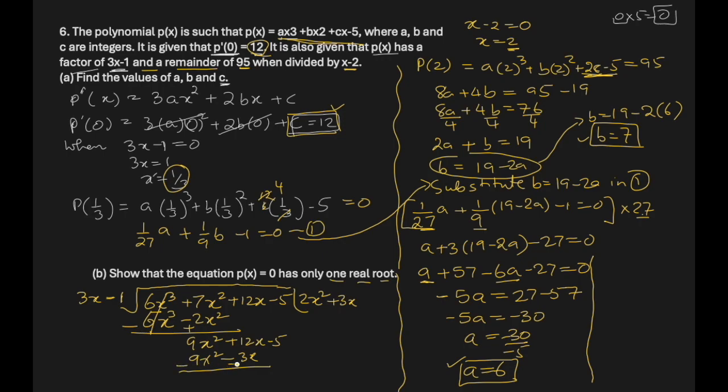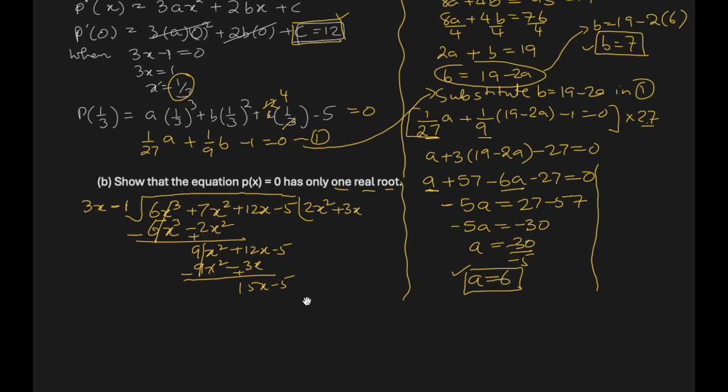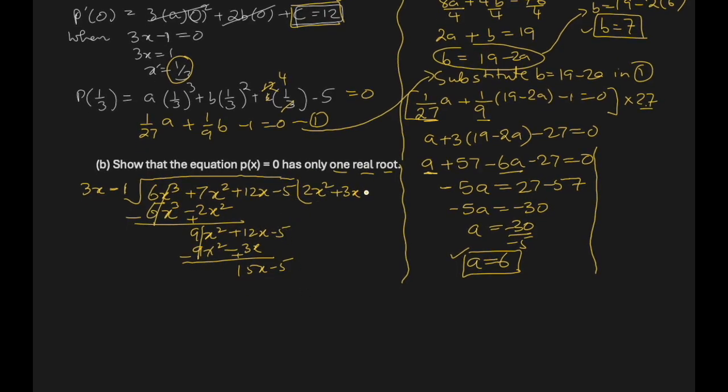This becomes negative, this becomes positive, this cancels, this becomes 15x minus 5. Okay, and we can see that if I multiply by 5, 3x will become 15x. So 15x minus 5 are completely divided. But this was already known to us, yeah, that it will completely divide it. But what we need to prove is that this has no real roots now. That 1 over 3 is the only real root.